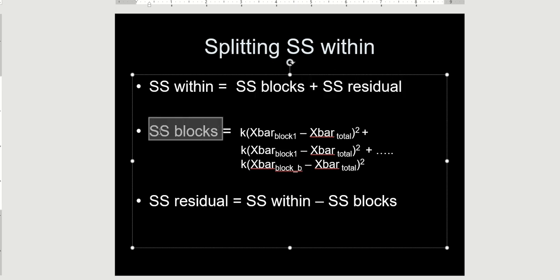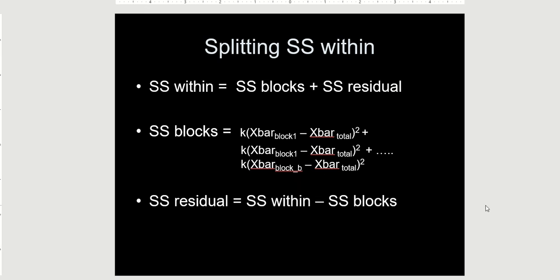The blocks is done exactly the same way we did between. You take the average of block 1, of person 1, minus the average of the averages, you square it, and you multiply by the number of times person 1 was observed. Well, obviously, person 1 is observed the number of groups there is, and therefore it's multiplied by k, where k is the number of groups. You do that for all the blocks, and that gives you the sum of square blocks, and therefore you can find the sum of square residual by taking the sum of square within minus the sum of square blocks.